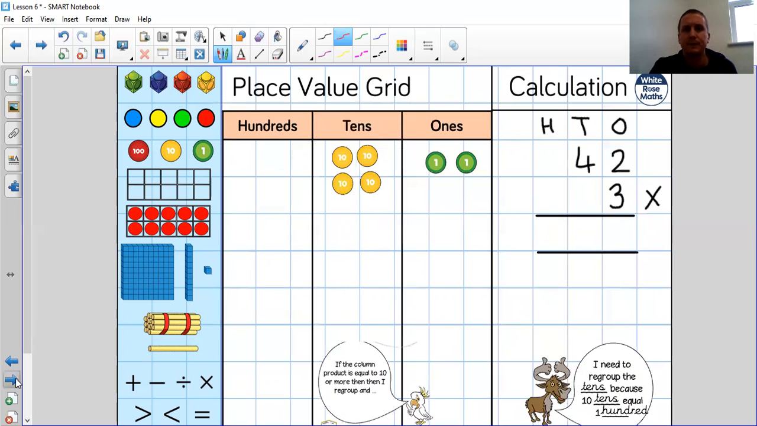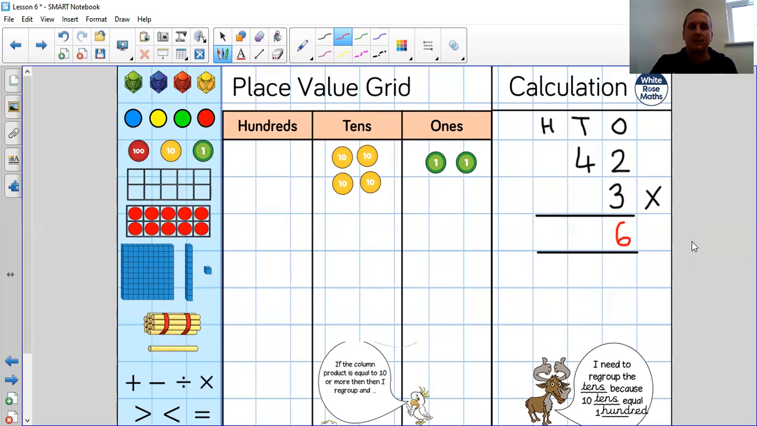So let's have a look at the next one. I'd like you to perhaps have a go at doing this one now. So what's the first thing we need to do? Let's go step by step. Let's start with the ones column, okay? So it says, let's do 3 multiplied by 2. What are 3 2s or 2 3s? Remember, it's commutative. We can do it either way around. So 3 2s are 6.